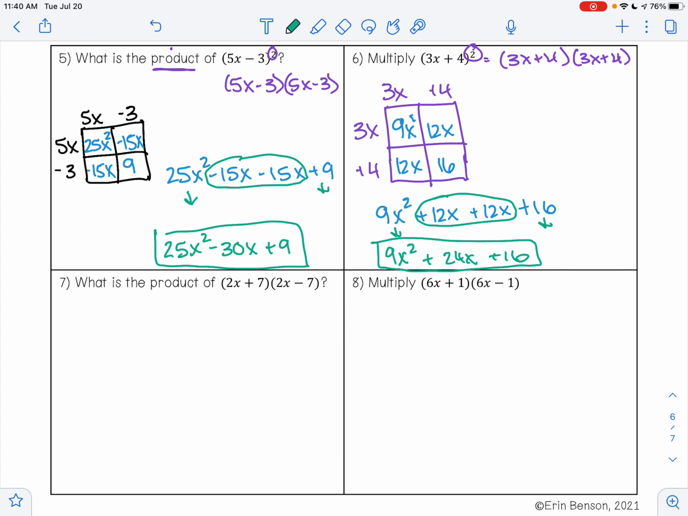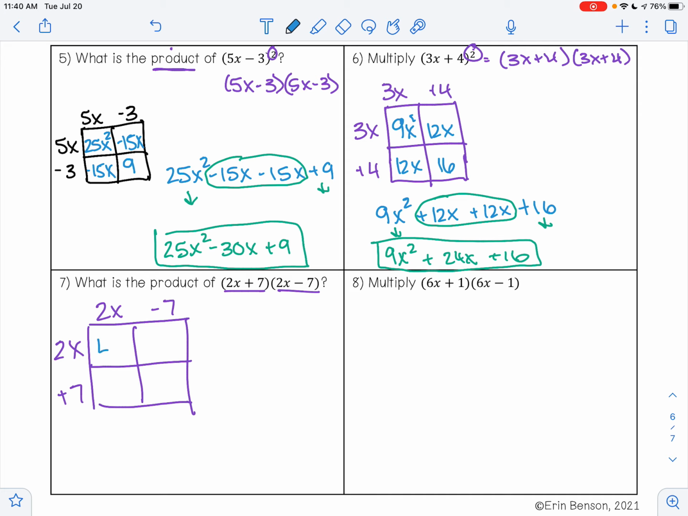On example 7, it says, what is the product of 2x plus 7 and 2x minus 7? Again, I have a binomial being multiplied by a binomial, and to do that, I'm going to use the area model. I'm going to take one binomial and I'm going to write it down the side, and I'll take the other binomial and I'll write it across the top.